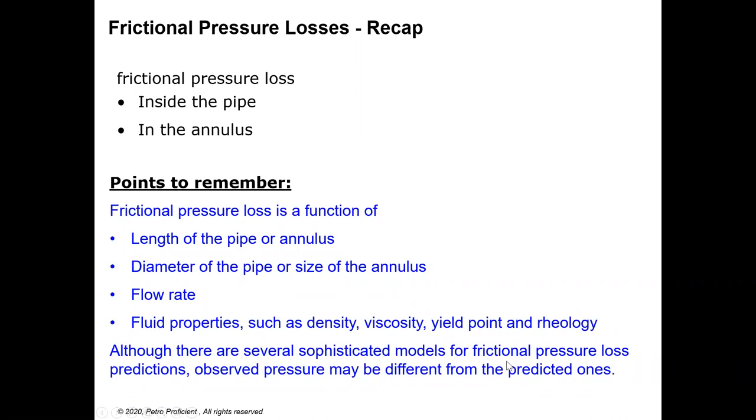Although there are several sophisticated models for friction pressure loss prediction, observed pressure may be different from predicted pressure. The model has the data that you have input: the hole size, the casing size, the fluid properties. But what happens downhole is slightly different from what you have in the model. The hole may be bigger than what you have considered. There is deformation in the casing, and there is washout in the drill pipe. The actual size of the drill pipe is different from the standard size. So many things change, and you may see different readings, and you need to be aware of this fact.